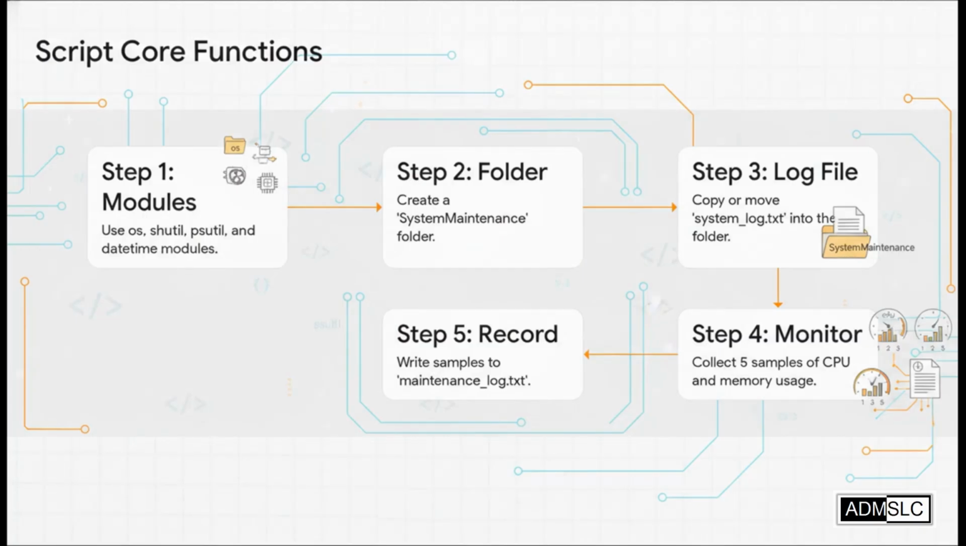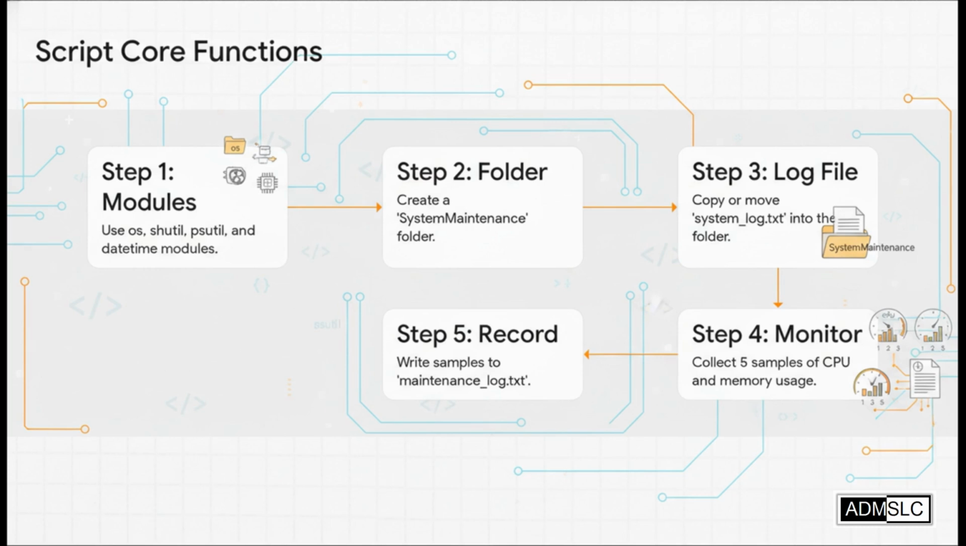So what does this script actually need to do? Well, think of this as your recipe for success. There are 5 core functions, 5 things your code must accomplish. First, you'll need to use some specific Python modules, like os, shutil, and psutil. Second, your script has to create a new folder called System Maintenance. Third, it needs to find and move systemlog.txt into that new folder.